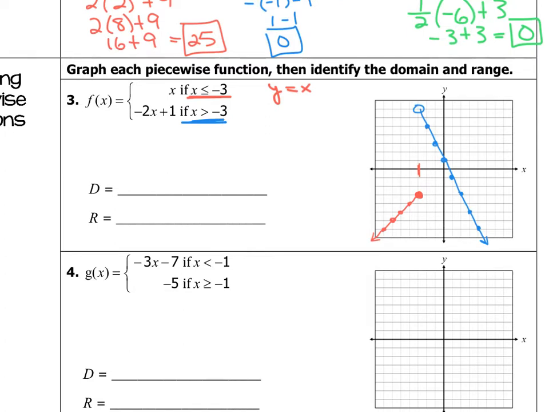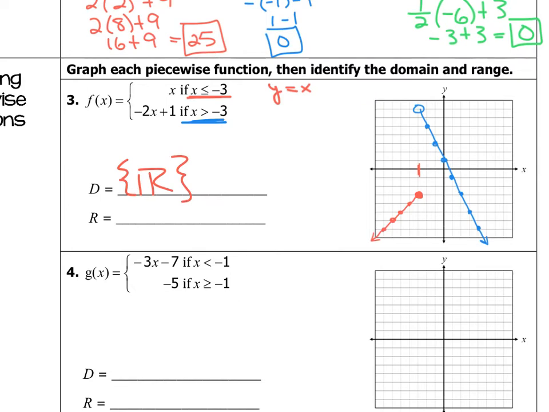Now if you were to scan from left to right and you were to look at all the values that go along through here, you might get confused because there is this jump between functions. But if you scan from left to right, right there at that -3, because there is a solid dot right there, it is included on that red function. So the domain is all real numbers. Okay, so the domain is all real numbers. And actually, let's put this into set notation.